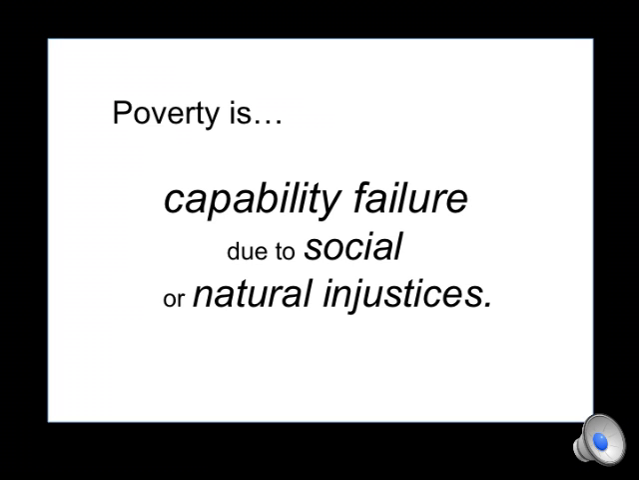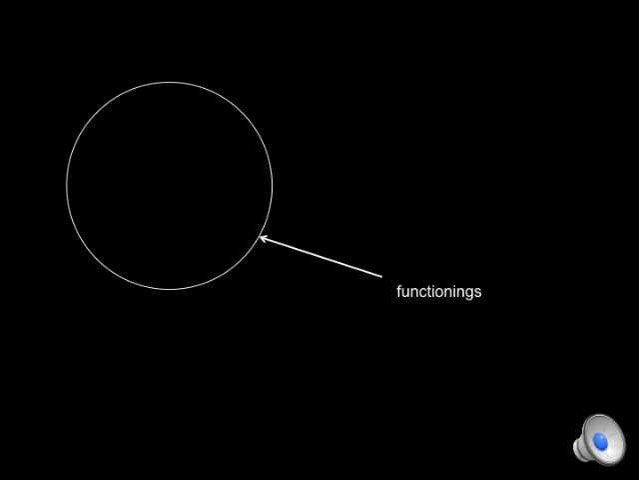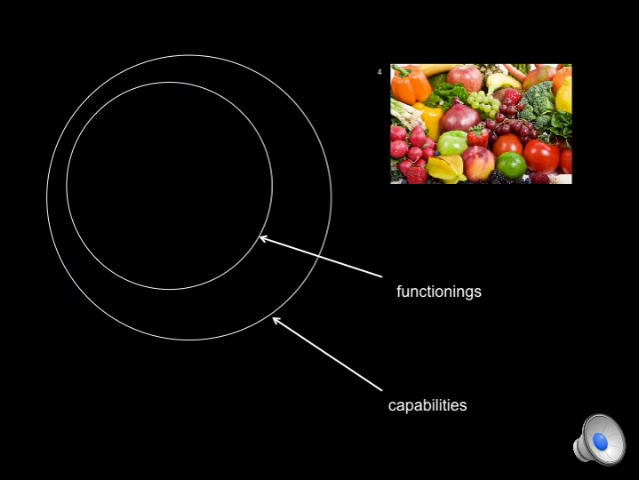We believe poverty to be capability failure due to social or natural injustices. But that sounds a bit confusing. So what does it mean? Capabilities, as defined by Amartya Sen in his book The Quality of Life, are the combinations of things a person is able to do or be, the various functionings he or she can achieve. To put it simply, functionings are what a person is actually being or doing. And capabilities are the things a person has the potential to be or do.